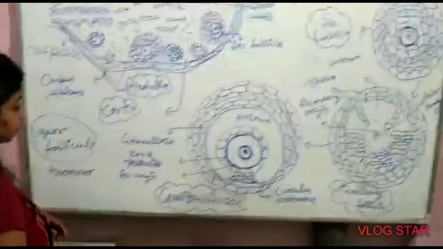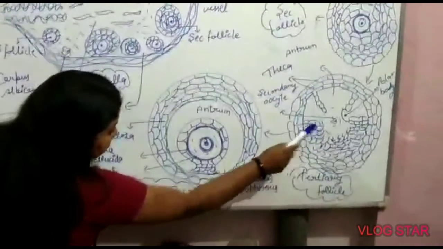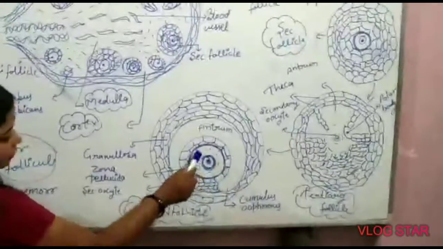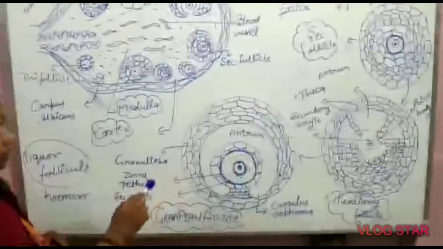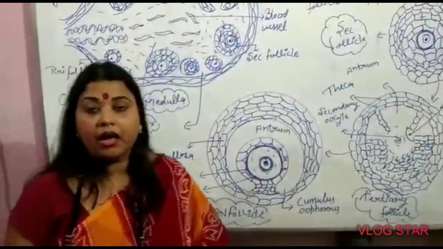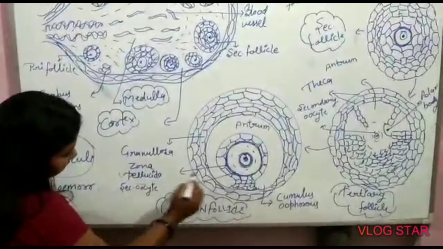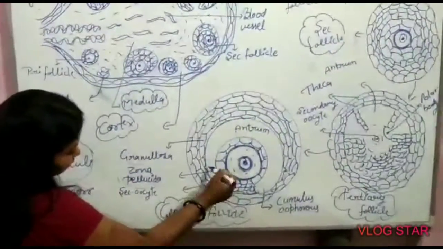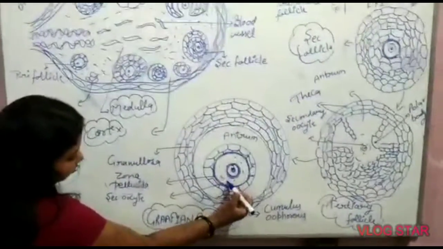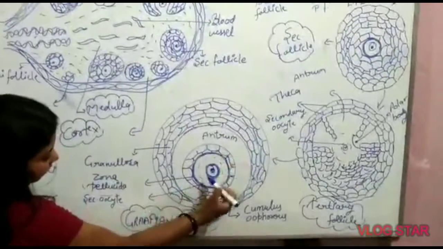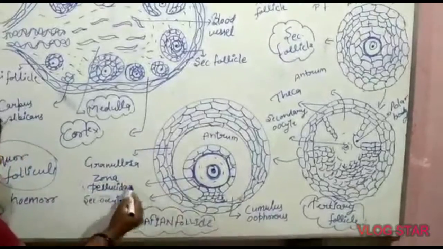Now the radial cells of the secondary oocyte form a layer that is called the corona radiata, and in this diagram you can see one special layer that is the zona pellucida. This zona pellucida forms in between the secondary oocyte and the corona radiata. This is the zona pellucida.